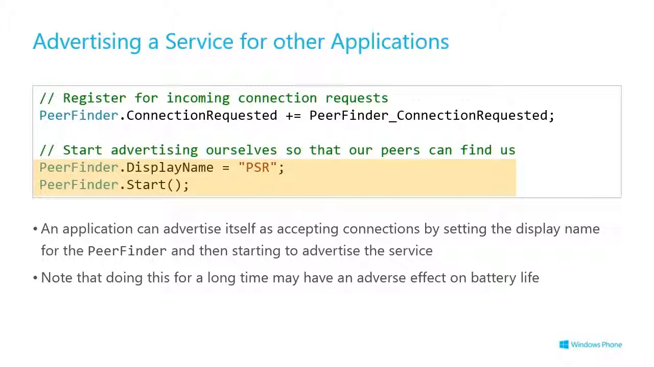That event will fire. You'll set your own display name. Here we've set it to PSR. And then I'm not sure the significance of that, I'm not sure there is any. And then you just call the start method. So the start method, that's where you start advertising yourself to other peers, so other people can discover you and could connect back into you.